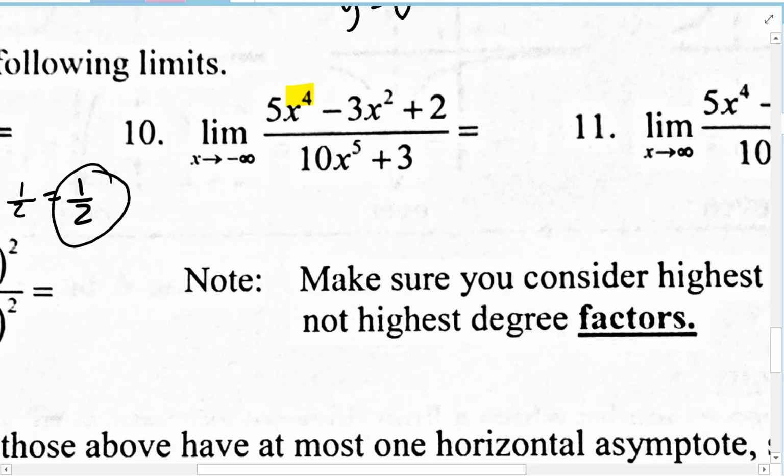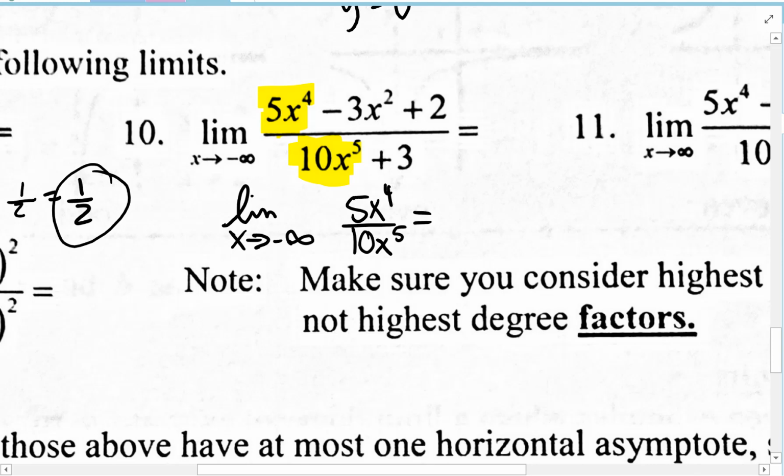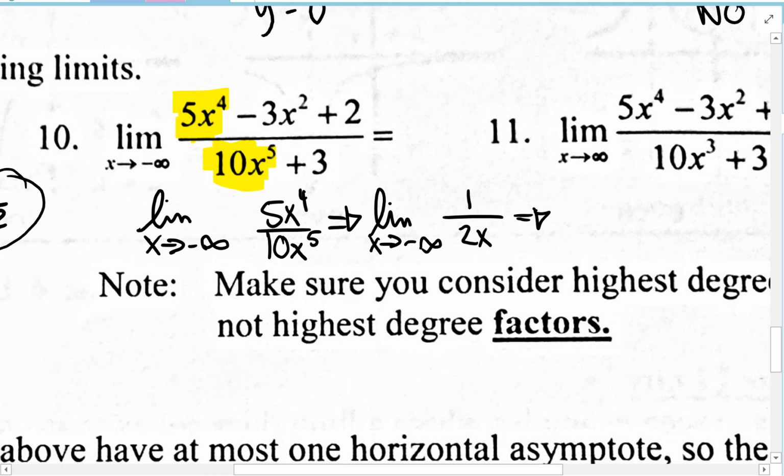The terms we care about have the highest degree, so we are really just finding the limit as x approaches negative infinity of 5x to the 4th over 10x to the 5th. That also reduces to the limit as x approaches negative infinity of 1 over 2x. So now you plug in negative infinity. There are heavy quotes around "plug in," right? You can't actually plug in infinity, but it can help you to imagine what's happening.